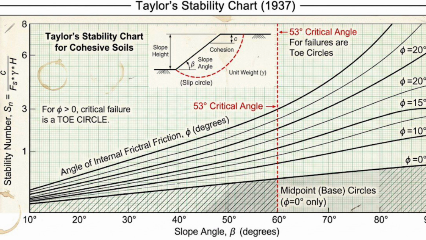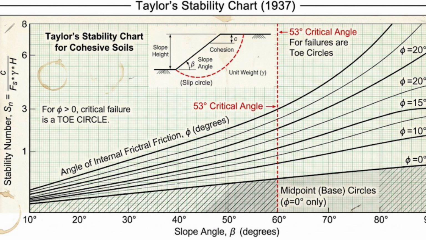One of the most fascinating quirks Taylor discovered is what we now call the 53-degree rule. He found that for purely cohesive soils, like soft clay, the physics of the failure actually changes depending on the steepness of the hill. If a slope is steeper than 53 degrees, the soil will almost always fail at the toe, or the very bottom corner of the hill. But if the slope is shallower than that, the failure can go much deeper, creating a massive base failure that reaches far below the surface. Taylor's charts were the first to give engineers a way to visualize these deep, hidden risks.